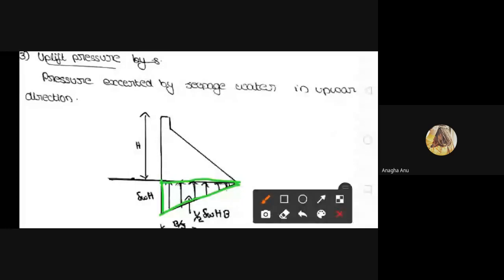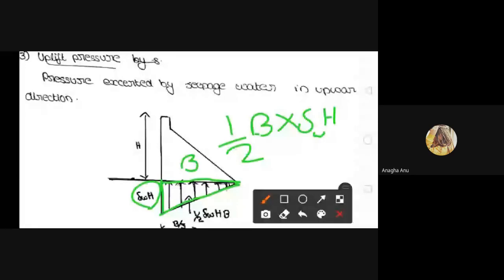Okay, what's the value of B? Looking at this figure, here B means the width of the dam. Okay, then what will be the height? This height is gamma W into H itself. So the equation is half into width of the dam into gamma W H.